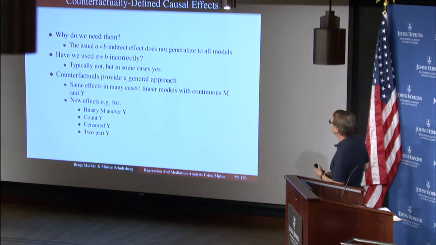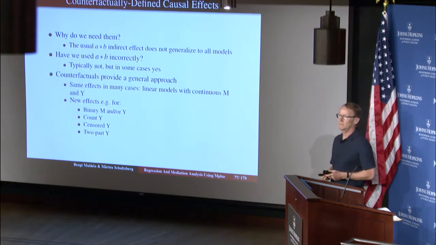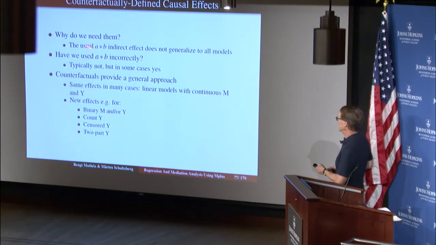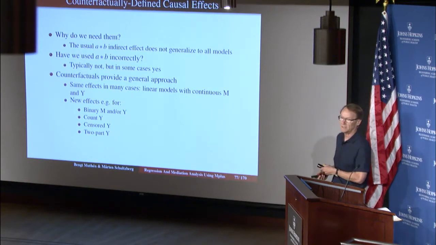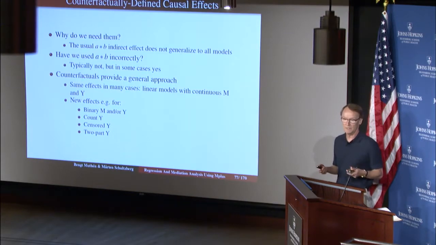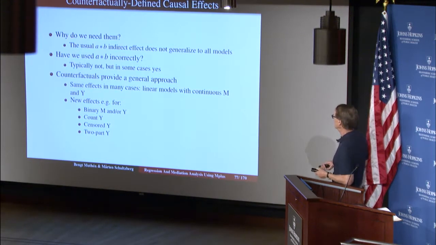All right, so first question then. Modern mediation analysis is often referred to as causal inference or causal effects based on counterfactuals. So the first question is, why do we need them? Weren't we happy the way things were, when you could just take A times B to be the indirect effect? I call them gamma 1 times beta 1, but it's really A times B, right?